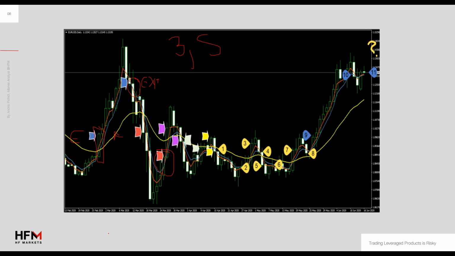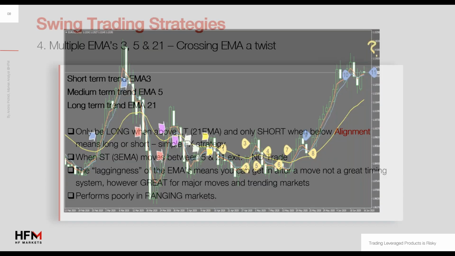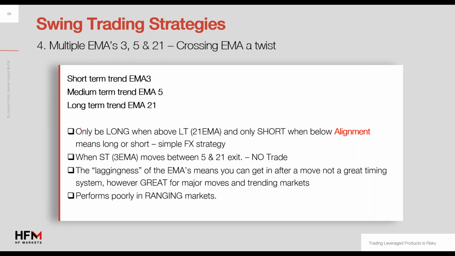The steps are here, the rules are here, so don't worry about it. So it's clearly stated over here. You're gonna take a long position if your asset closes above the 21 EMA, you're gonna go short when it closes below the 21. You're gonna exit as soon as you see the 3 crossing the 5, okay.